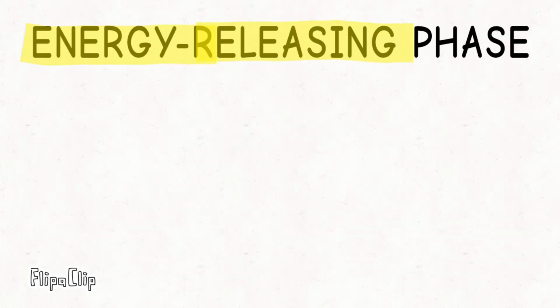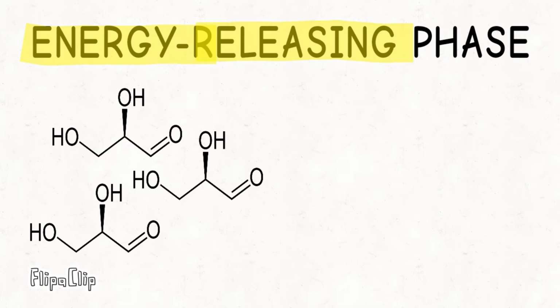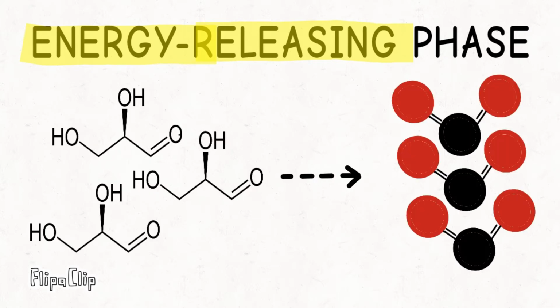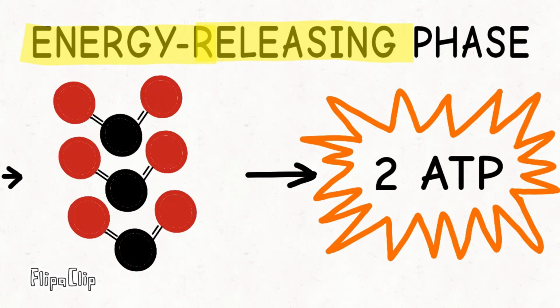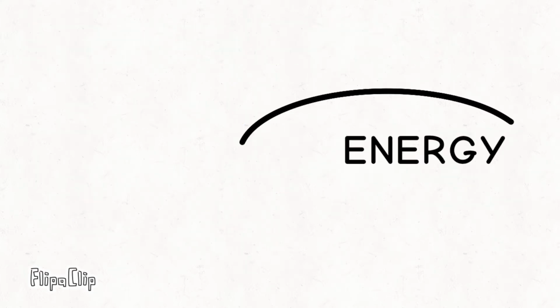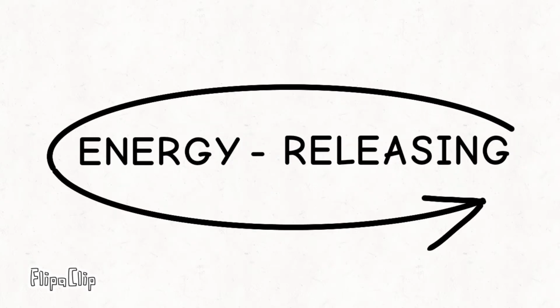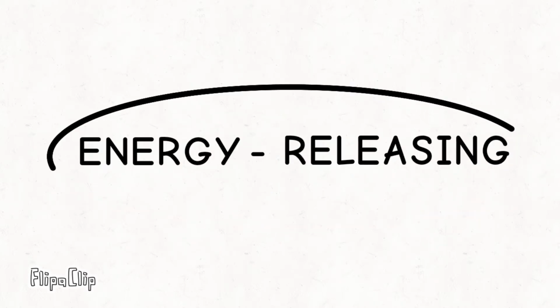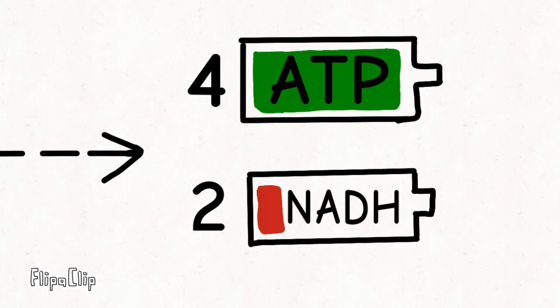In the energy-releasing phase, each 3-carbon sugar is converted into another 3-carbon molecule, pyruvate, through a series of reactions. In these reactions, two ATP molecules and one NADH molecule are made. Because this phase takes place twice, once for each of the two 3-carbon sugars, it makes 4 ATP and 2 NADH overall.